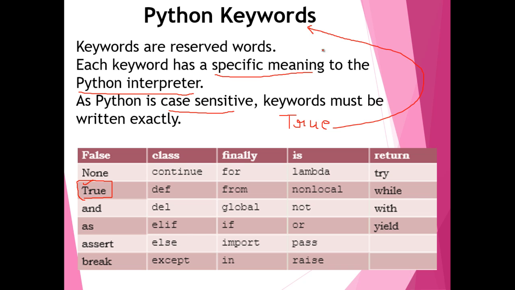But suppose we have written it like this, small t, R, U, E. In that case, the system will not treat it as a keyword. Let me show you this also.